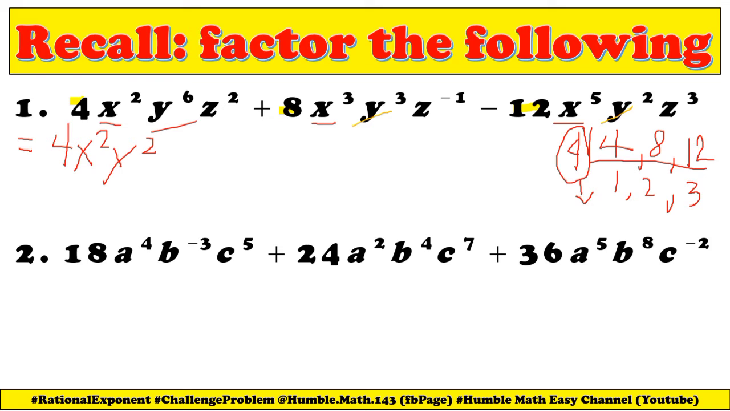Then we have z. In z, we have z squared, z to the negative 1, and z cubed. Again, among z squared, z to the negative 1, and z cubed, the lowest exponent is z to the negative 1. So we're going to have that one as our GCF. Get out that one and put it on the other side, on the first factor.